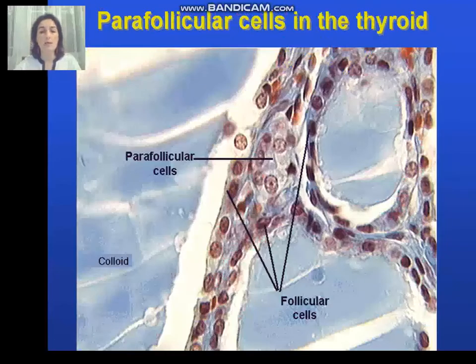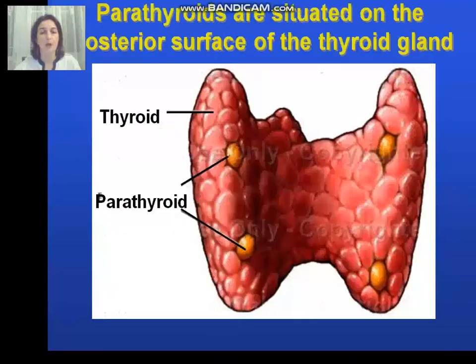And those cells, parafollicular cells, produce calcitonin, which decreases the amount of calcium in blood circulation. It leads to absorption, to deposition of the calcium salts in the bone tissue.